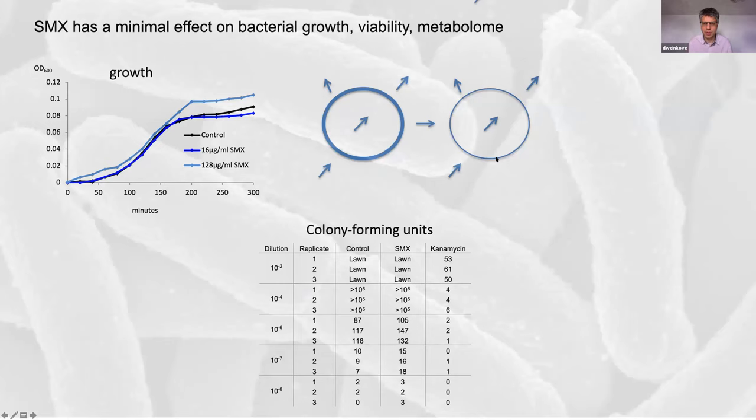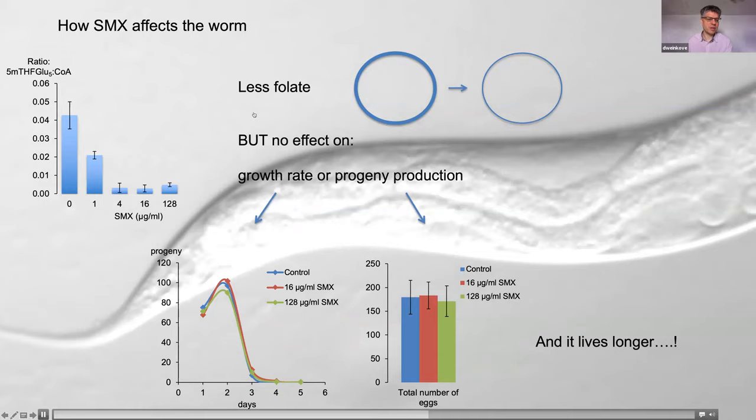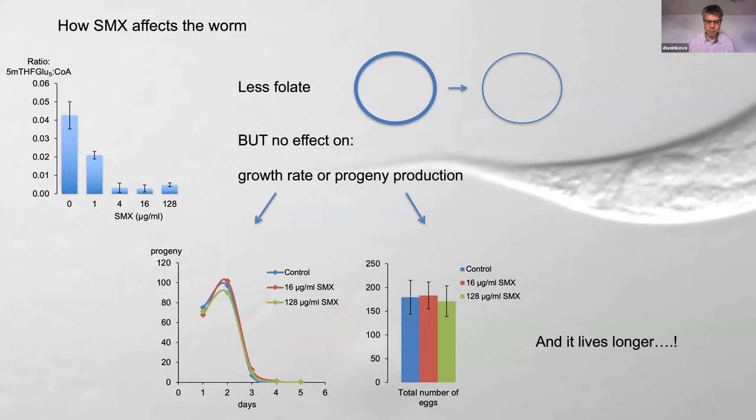And so we find that there's no effect on growth and no effect on colony forming units of this bacteria. And then when we look at the worm, and this is a little video of a worm moving, you see that though the worm folate levels are reduced quite a lot, there isn't any effect on growth and reproduction, suggesting that there is still enough folate in the system to allow the animal and the bacteria to grow normally.